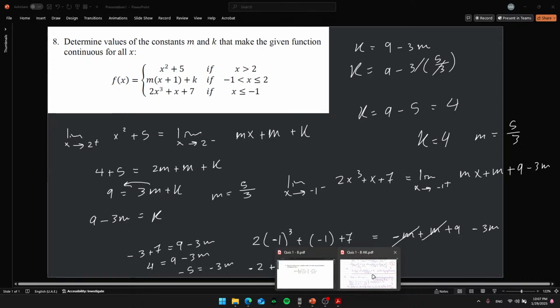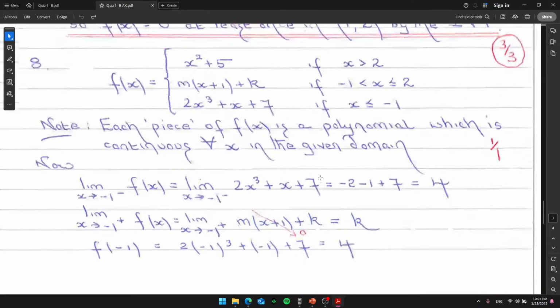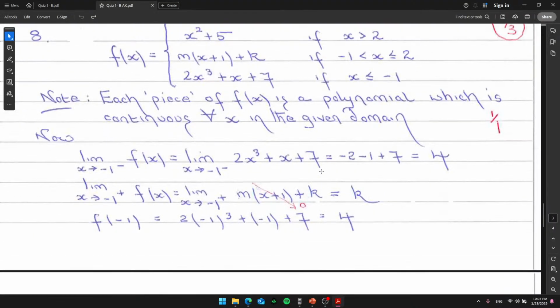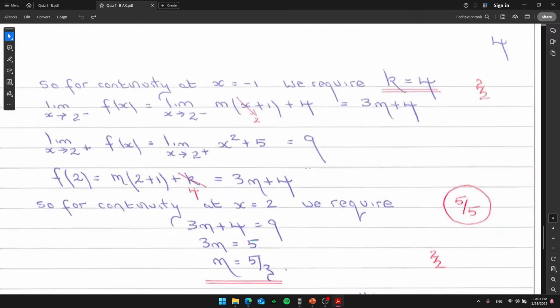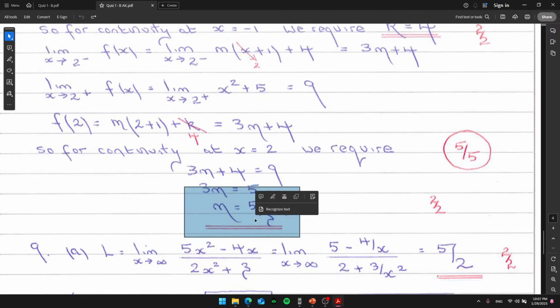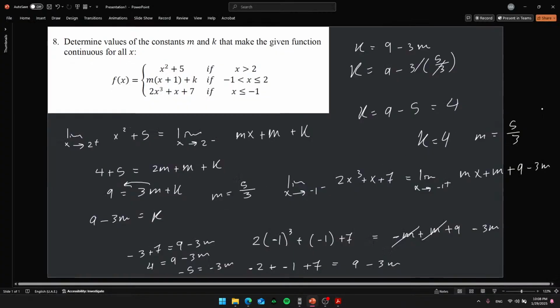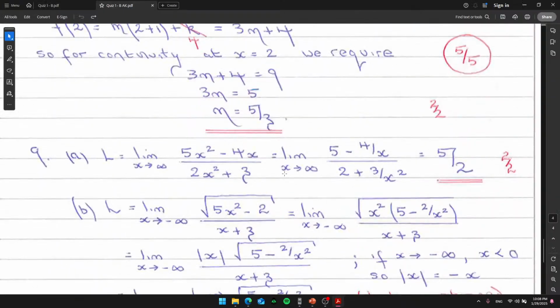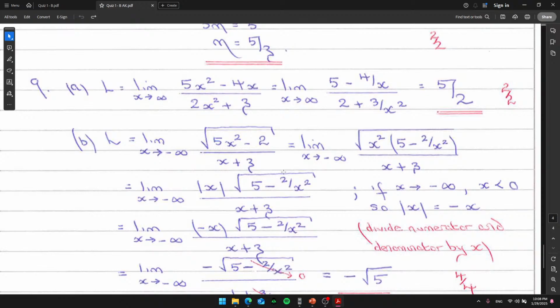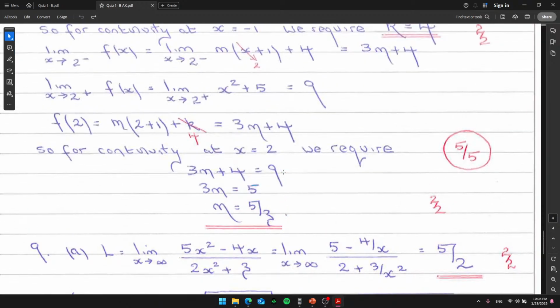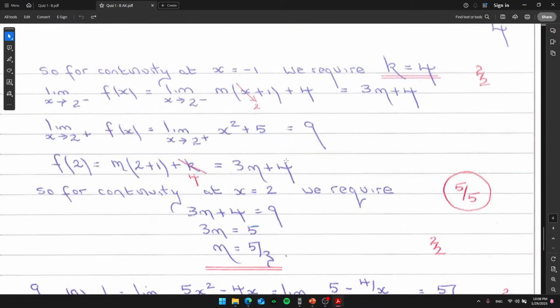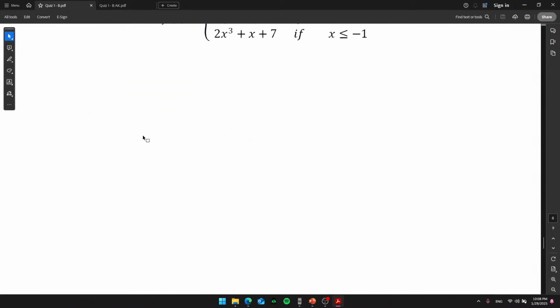Let's check. Yeah, m is equal to 5 over 3, and k should equal to, where's k? Yeah, k is equal to 4, and m is equal to 5 over 3. Okay, next question.